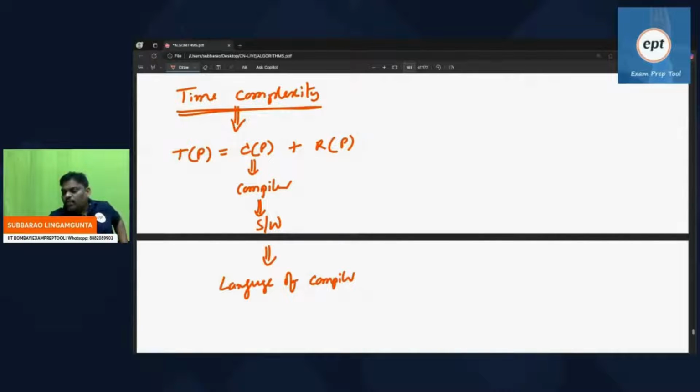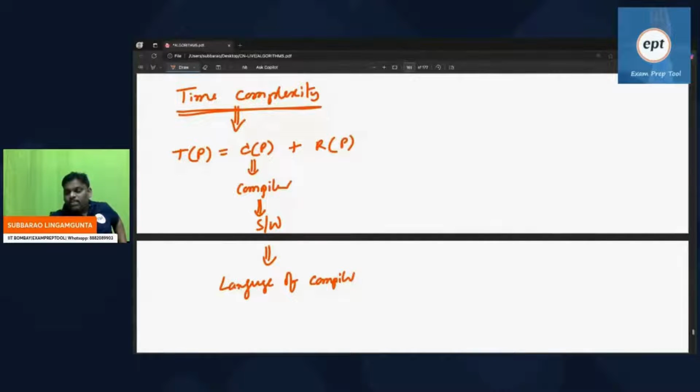When you say software program, in which language are you writing? Suppose that language is a very slow language, compile time is more. Suppose that language is a very fast language, compile time is less. Fast language means compile time is very less. So remember, time complexity of your program is based on compile time plus runtime.